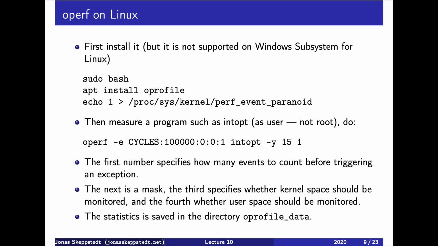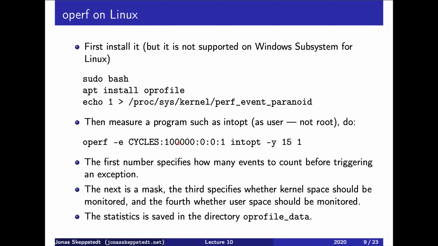Okay, so to install this on Linux, we simply do as follows, and this is to set a certain bit so that we can do this performance monitoring. Okay, and when we want to measure something, we run operf, the name of the event type, and then how many of these counted events should be counted, and when it has counted this number of events, it will trigger the exception.